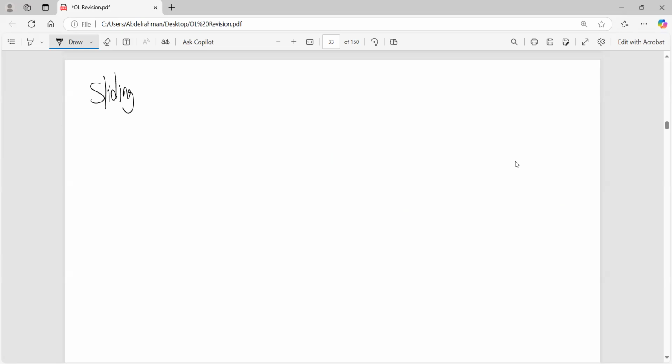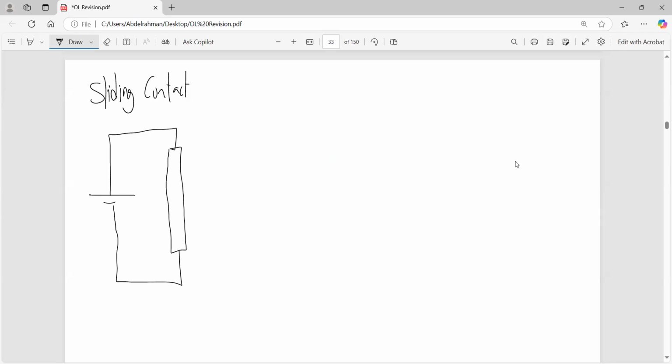A sliding contact. I know a lot of us actually do not like to solve questions with sliding contacts, but they're not that difficult. I will draw the sliding contact in two different ways. First of all, I have a battery connected to a very long resistor. And then this battery, you have another branch, which is, let's say, connected to a lamp and a sliding contact.